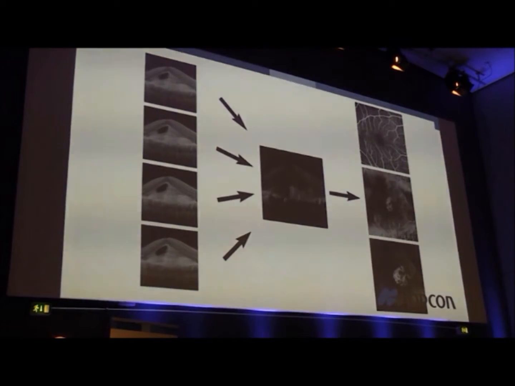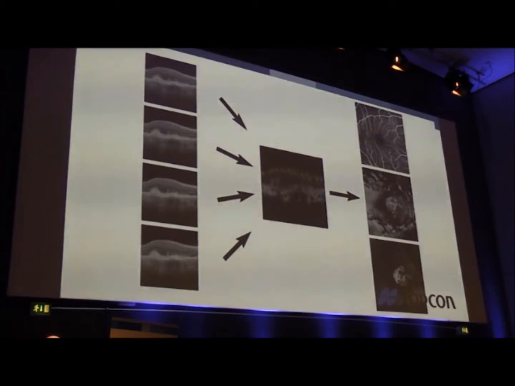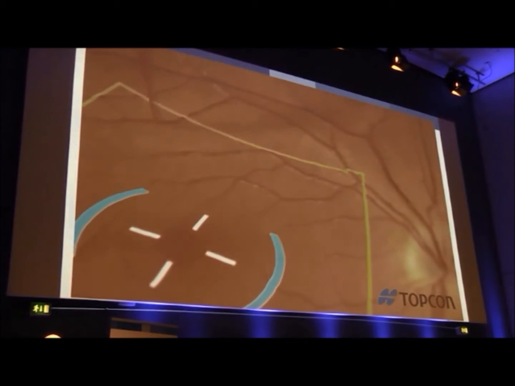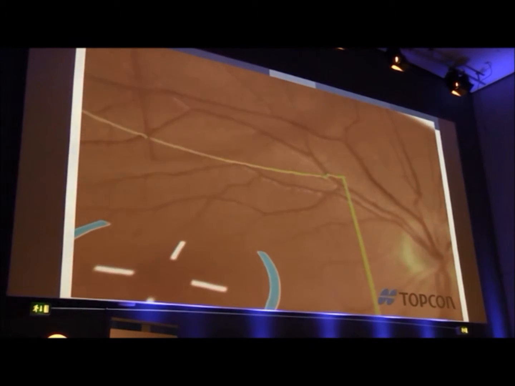But I noticed very early on that even this explanation doesn't really help people understand how this works, and especially not how OCT angiography artifacts work. And I noticed this in my last meeting, the OCT angiography retina meeting in Rome last year.